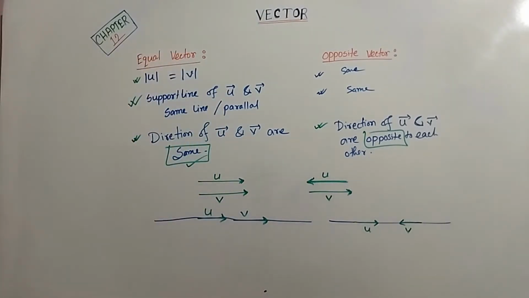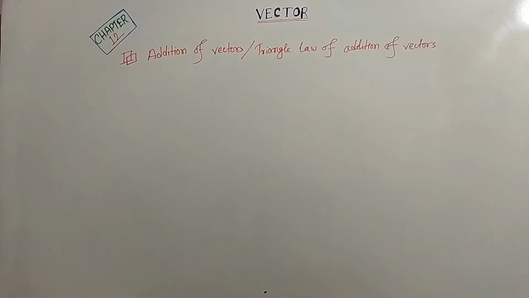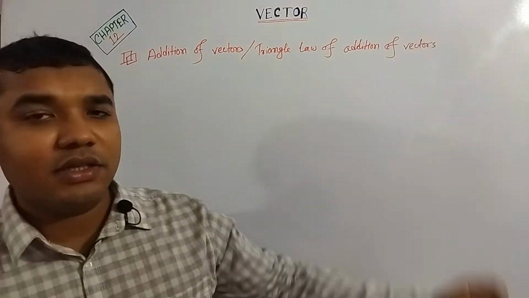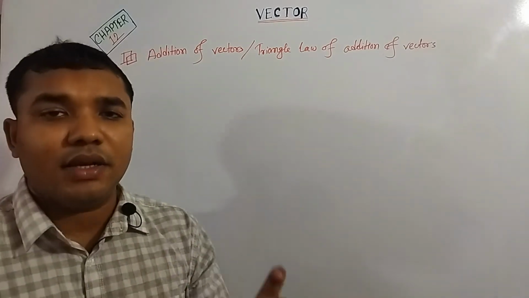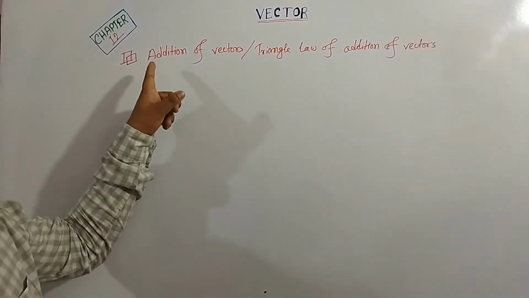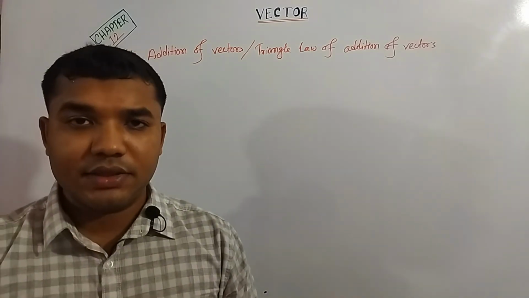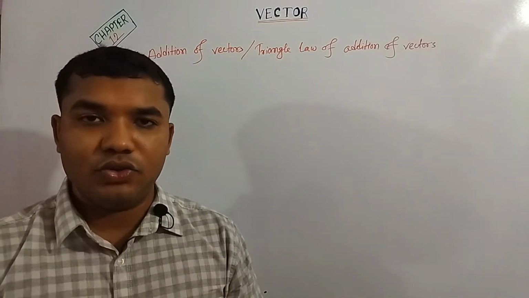So we'll go for our next type, that is the vector addition by the triangle law. Dear students, now I will discuss a very vital and important rule in our vector sector, that is the triangle law of the addition of vectors. To understand it, we'll first understand what the addition of vectors is, and how we can add two vectors.